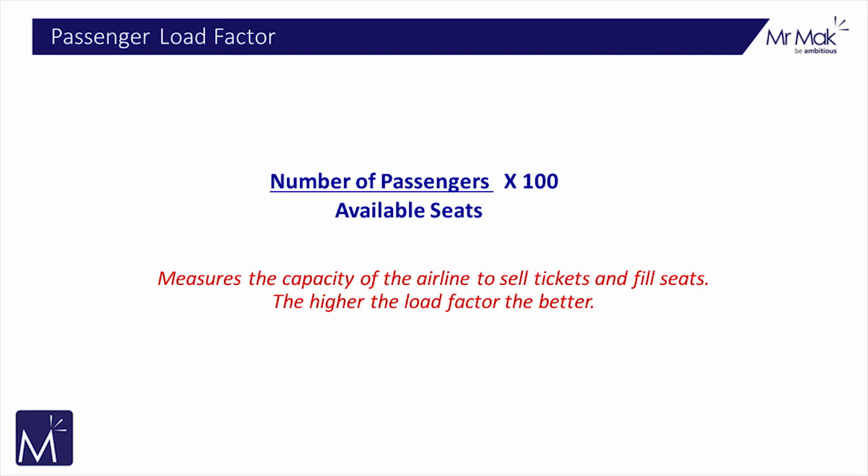The first one is the passenger load factor. And how do we calculate the passenger load factor? We simply divide the actual number of passengers by the number of seats and express this as a percentage. What in essence this ratio is measuring is the capacity of the airline to sell tickets and to fill seats. The higher the passenger load factor, the better, all things remaining constant.